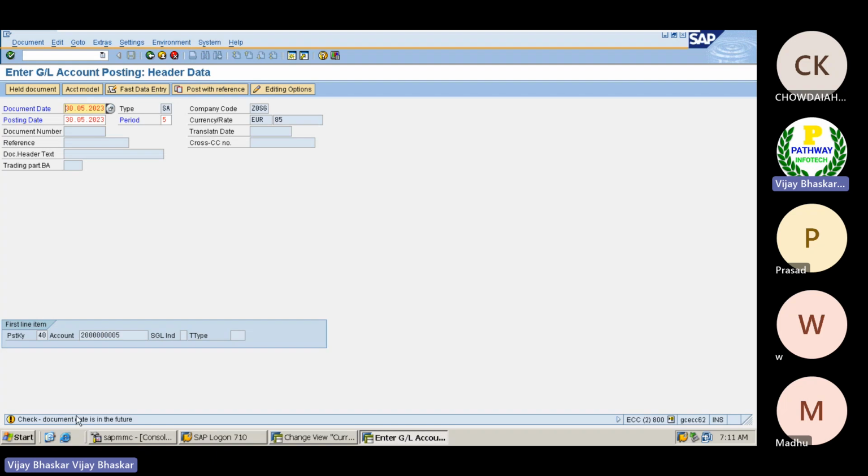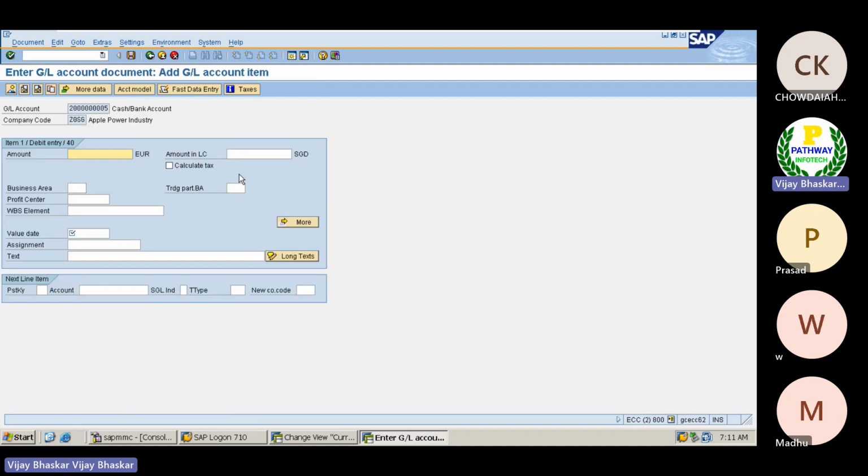Okay, the document date is a future date. Enter. Even now you can see the warning message: exchange rate 85 deviates from the table rate. The system is telling that in the system the exchange rate is 83, but even though you are entering 85, it deviates from the table rate. Would you like to continue or not? Then I want to continue. Enter. The system doesn't stop us in this situation.